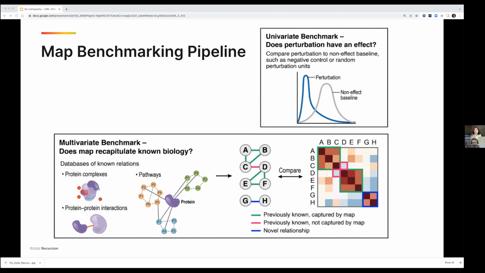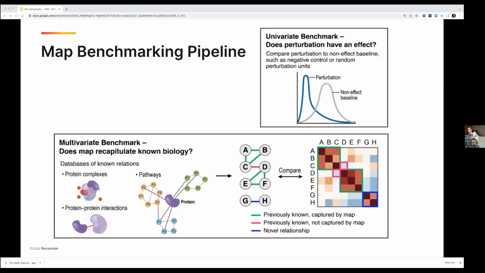Multivariate benchmarks down here utilize the relationships between aggregate representations of perturbations to evaluate a map's ability to recover biological relationships. And I'll go into the details of some of these benchmarks, starting with the univariate benchmarks.